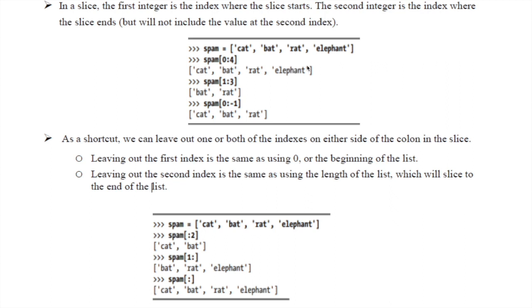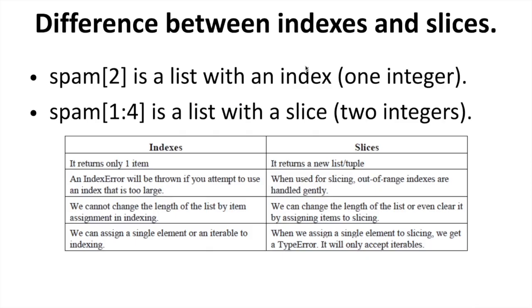You know that. Okay. So in this way, using slices, I can generate sublists. So this is the syntax: first digit, colon, second digit. Now differences. Indexes return only one item, but a slice returns a new list or a tuple. A slice returns a list, an index returns only one item. You know that.